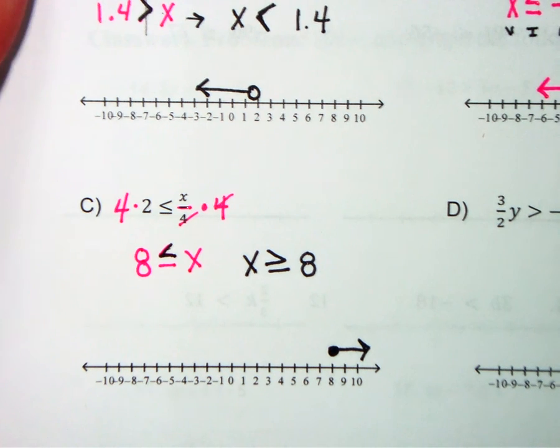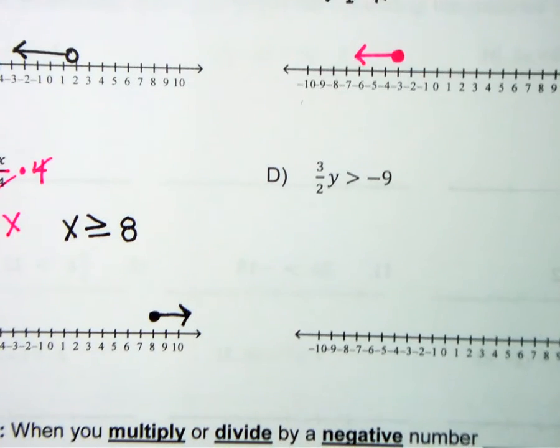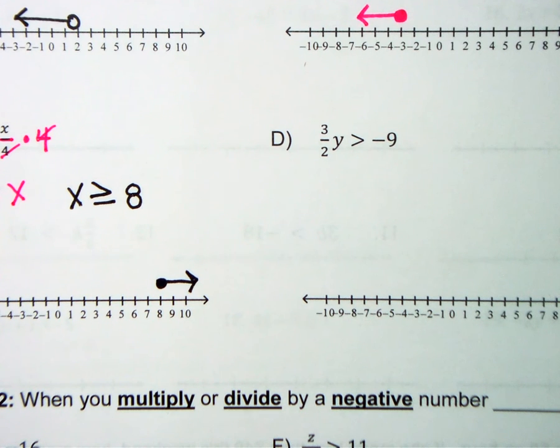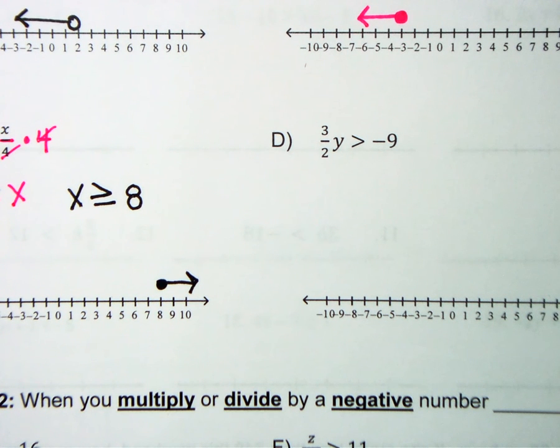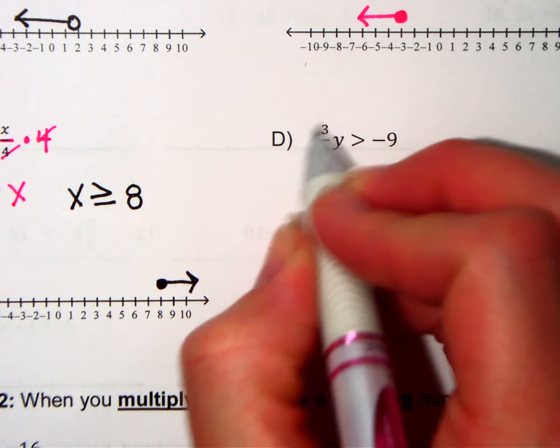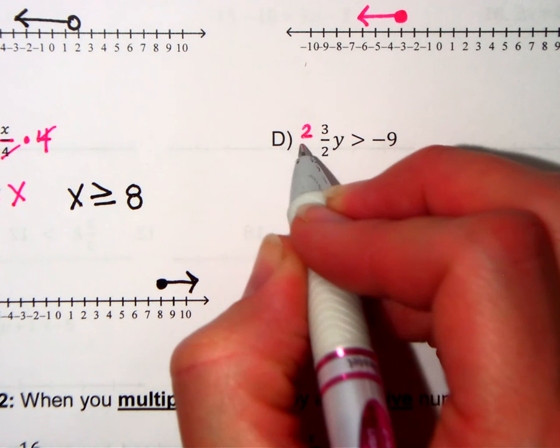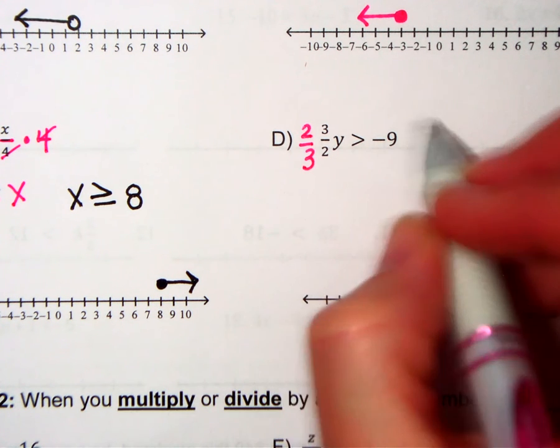The last one here has a fraction I have to get rid of. I have to undo 3 over 2 times y. So to undo a fraction, you're going to take that fraction and flip it upside down. So this 3 over 2 is going to become 2 over 3 on both sides.